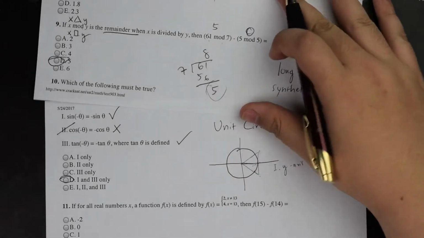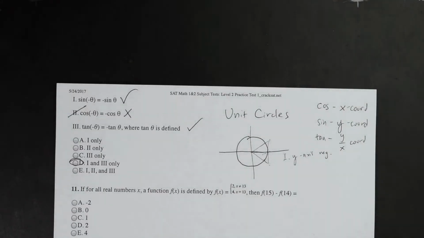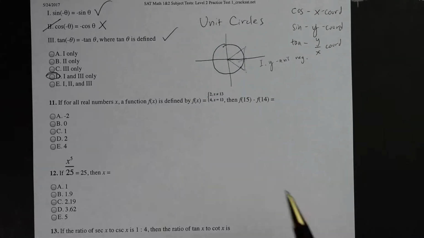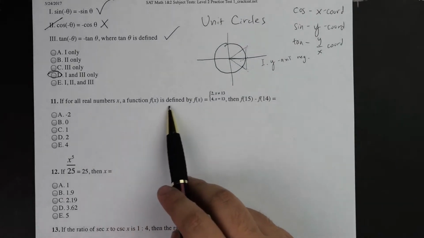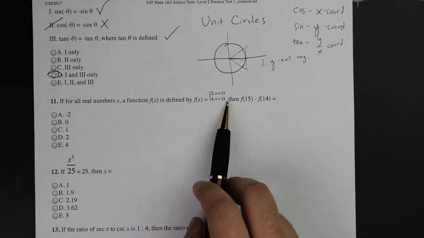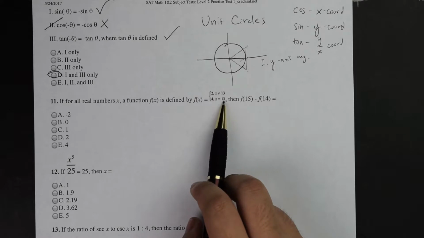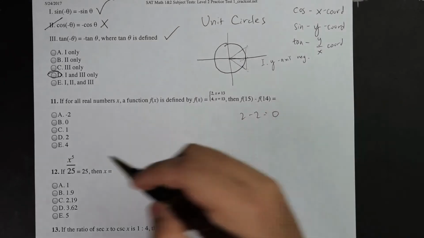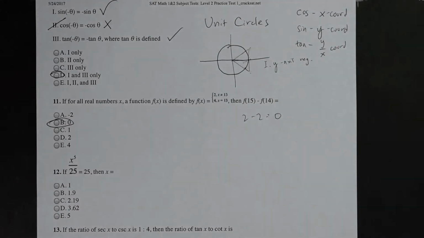And so, I'm going to move this out of the way now. So for number 11, I'm going to continue on. Number 11: if all real functions defined by f, 2x, and that's 15 and 14. For number 11, my final answer is B. And now I'm going to explain to you how I was able to get to this answer so quickly.